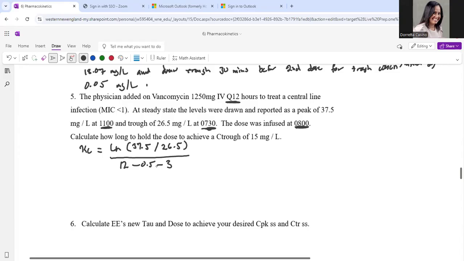I have a quick question. Calculate the change of time: if this patient is getting it every 48 hours, it would be 48 minus 0.5 minus 3. Absolutely, yep. So everything revolves around the tau.